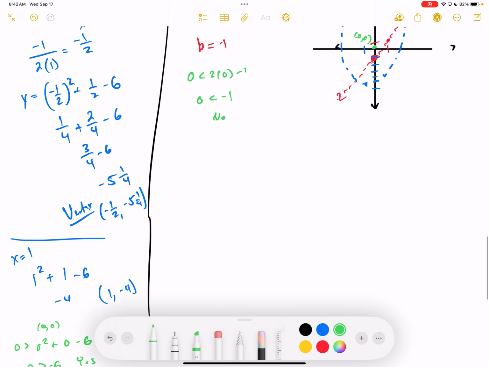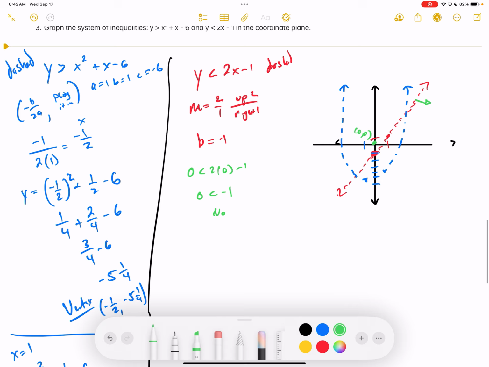So when I plugged in 0, 0, I got that it's true, so I shade towards 0, 0. So I need to be below the red line and inside the parabola, so it looks like my area is going to be right here, if I got to be inside.